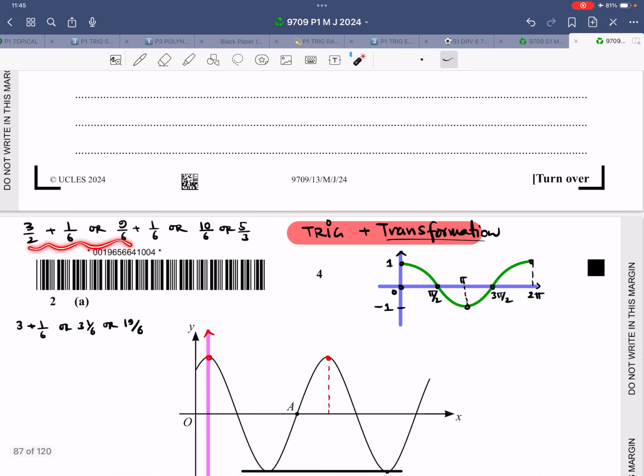Now all this working that you see on the sidelines, what is it about? It's about adding the fractions. So I'm not using the calculator. Yes, you can go ahead and use it, but don't involve pi as it is.